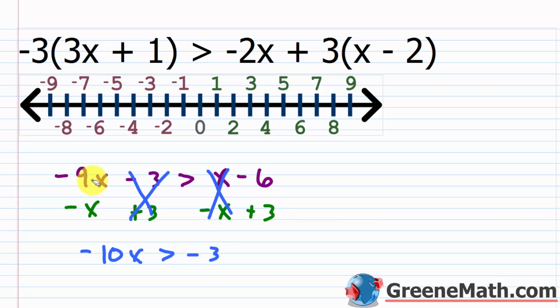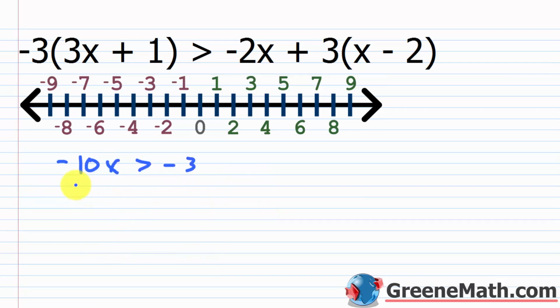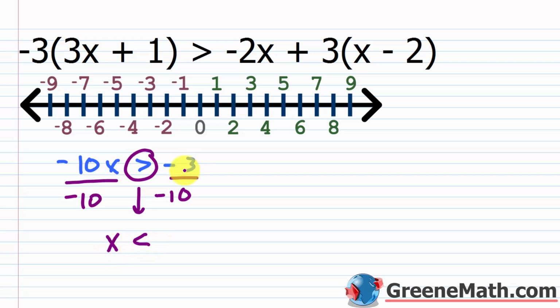So to finish this up, let me kind of erase this. To finish this up, I'm just going to divide both sides of the inequality by negative 10. And again, I've got to flip the direction of the inequality symbol. So negative 10 over negative 10 is obviously 1. So you have x is less than. You have negative 3 over negative 10, which is just 3/10. So in interval notation, I'll have my negative infinity, and then I'll have 3/10. And then again, I've got to use a parenthesis next to 3/10 because it's not included.